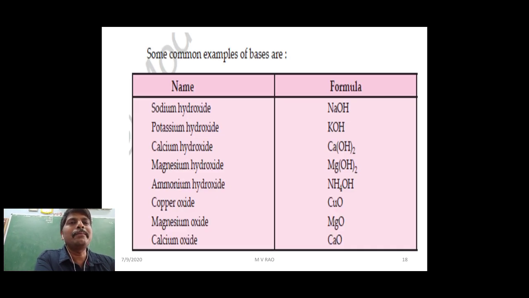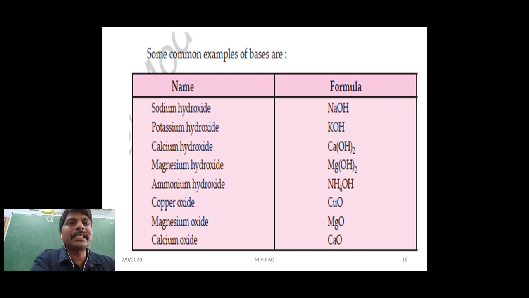Some common examples of bases: sodium hydroxide. What is the formula? NaOH. Sodium hydroxide, NaOH, has another name, caustic soda. Potassium hydroxide, KOH, also has another name, caustic potash.